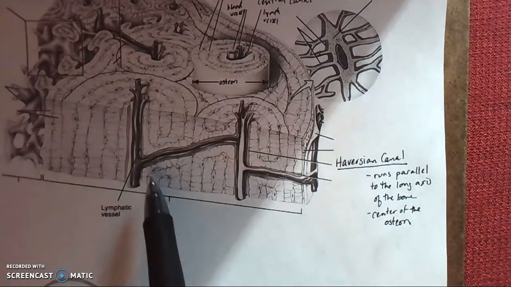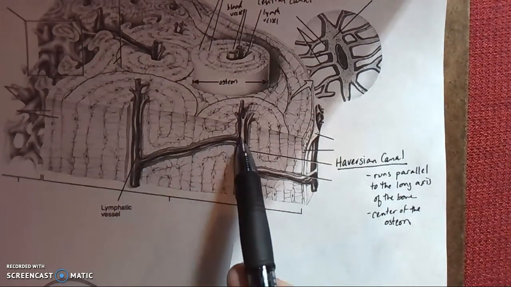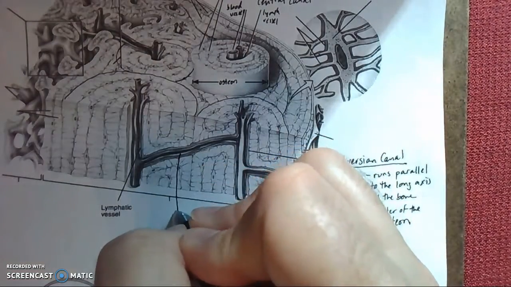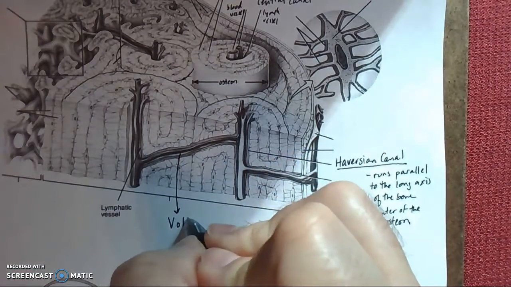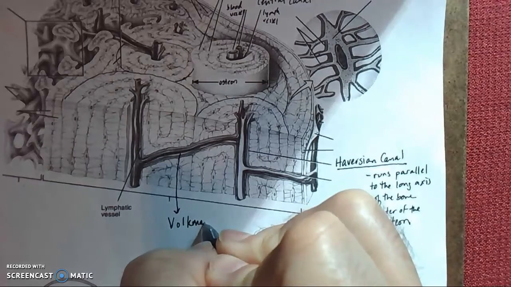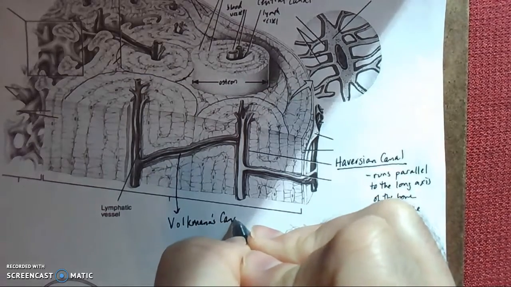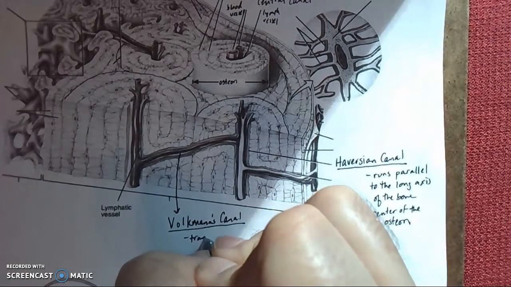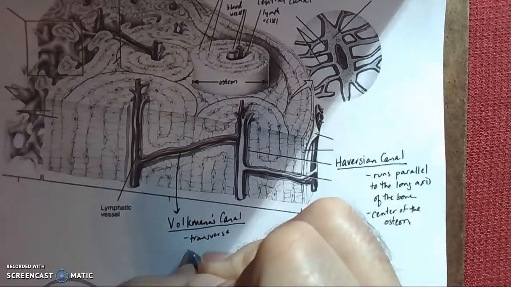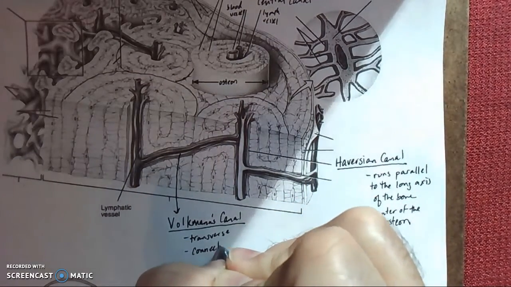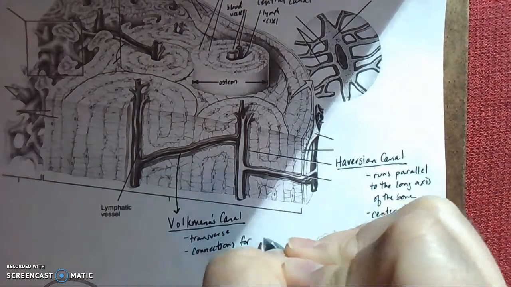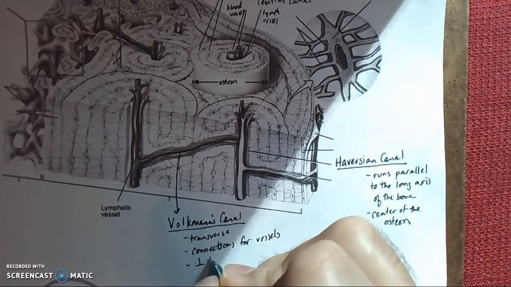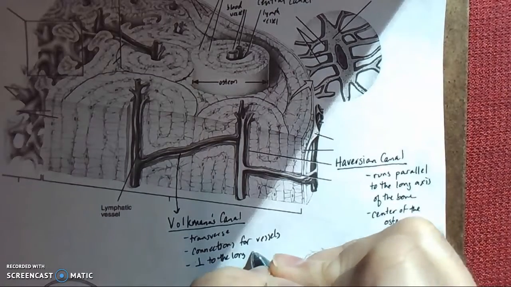But if you look, we also have the blood vessels running perpendicular to the long axis. This is called a Volkmann canal. So this is a transverse canal, and it offers connections for vessels, so for our blood vessels. And these are perpendicular to the long axis of the bone.